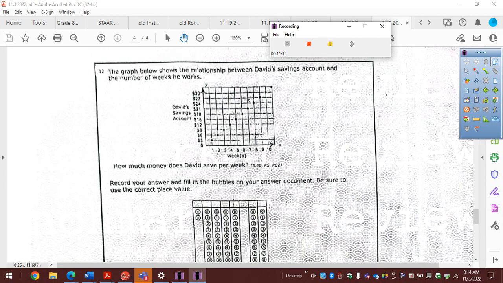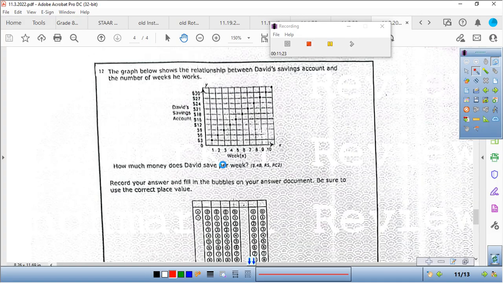Okay, so on this one, once you see this, you want to think of a slope. I'm being serious. I didn't even read the question. I bet you it's slope. Let me see. Per week. Per. What does per mean? Automatically slope.